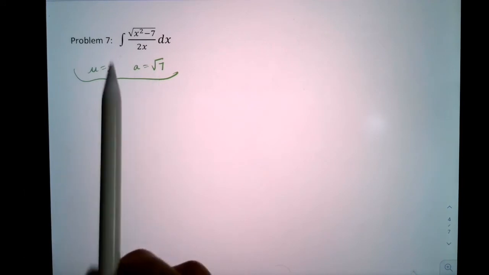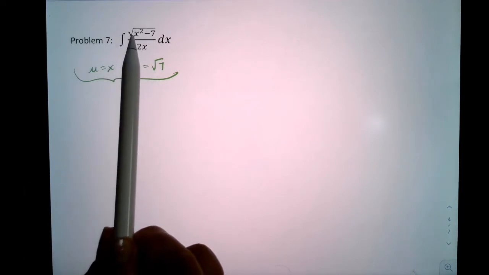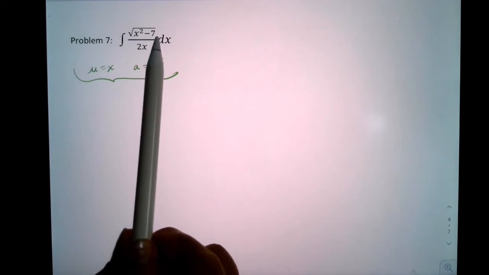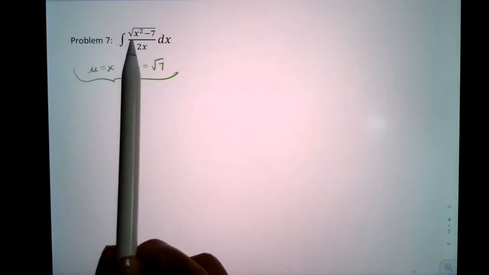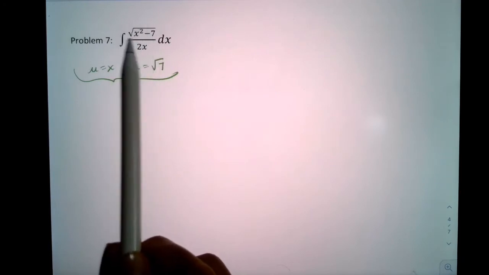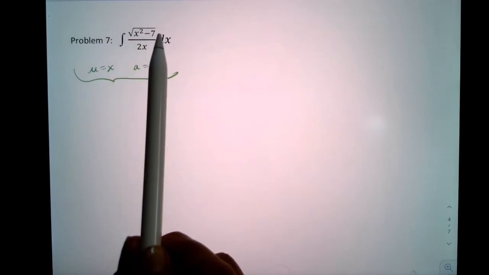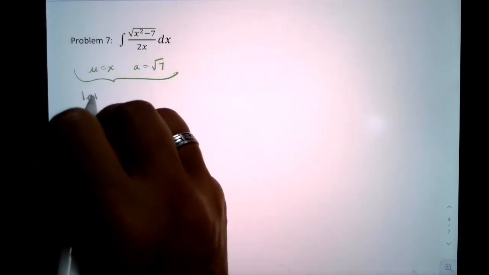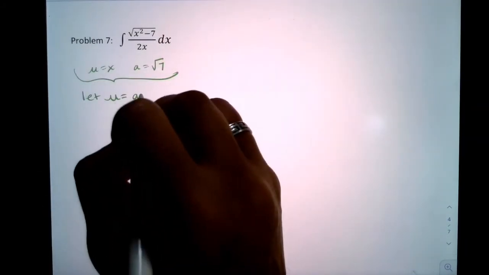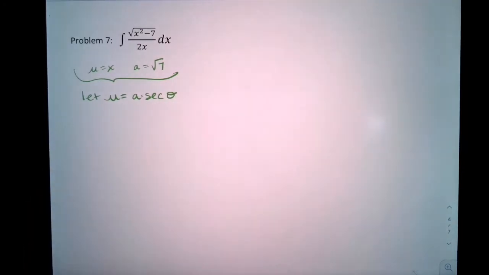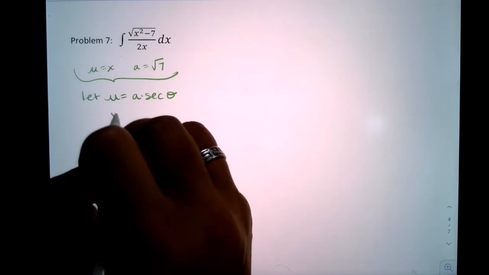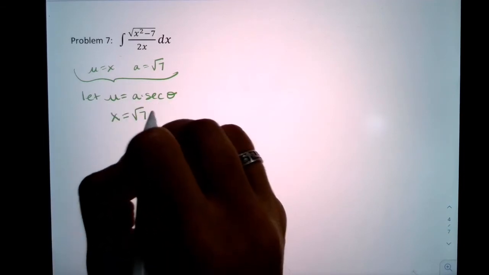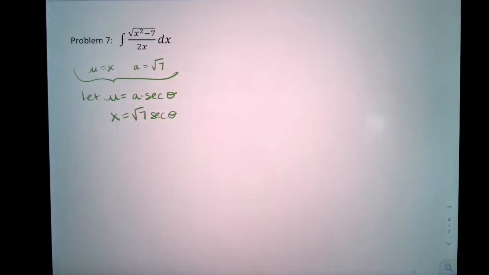And when I see something like this, where it's the variable or function of x squared minus the number, this is kind of like if you think about your derivatives, an arcsecant, where it was the variable, a function of x squared minus a number. And that's what your trig substitution is. You're going to let u equal a times the secant of theta. Now for this problem, remember, u was x, and a was the square root of 7. And I'm going to make that swap. That is my trig substitution.